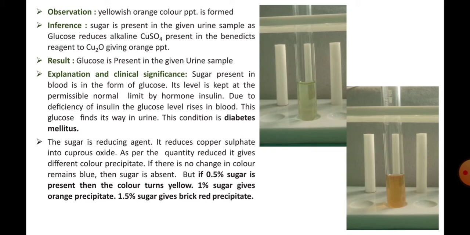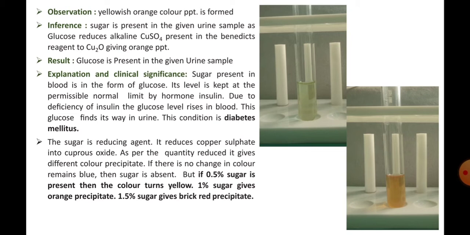And as per the quantity reduced, it gives different color precipitate. Now if there is no change in the color, that means after adding the Benedict's reagent and after heating it for about 2 minutes, the color still remains blue or green, that means sugar is absent. But if 0.5% of sugar is present, then the color will change to yellow. If 1% of sugar is present, it will give orange precipitate. And if 1.5% of sugar is present, it gives brick red precipitate.